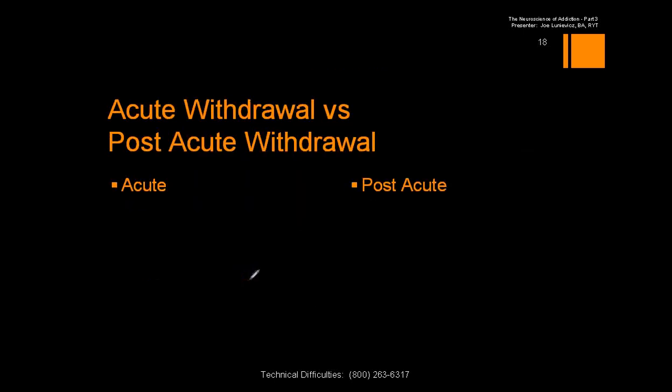Acute withdrawal versus post-acute withdrawal. So I want to put relapse in the context of the other symptomology that's occurring during these two time periods. So acute is the first 1 to 2 weeks, almost the first month. It's when you mostly go through detox to get the drug out of the system.